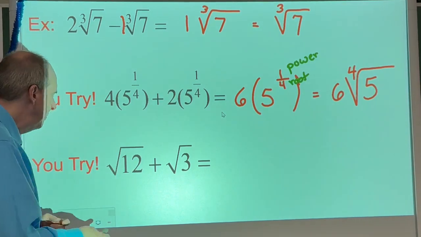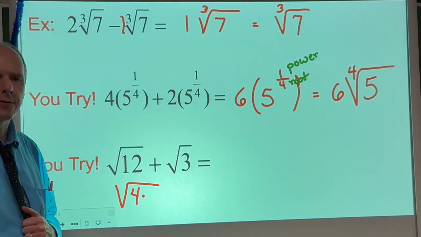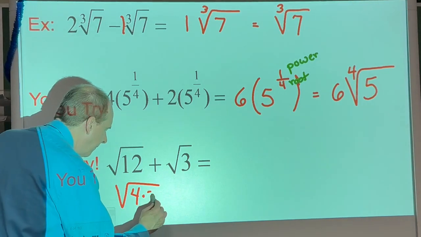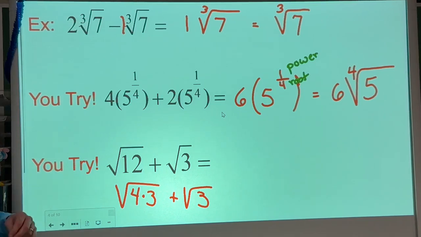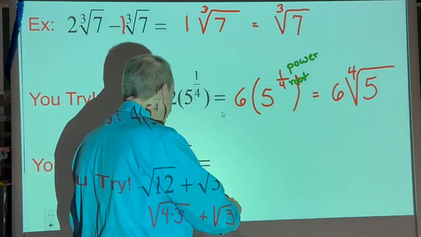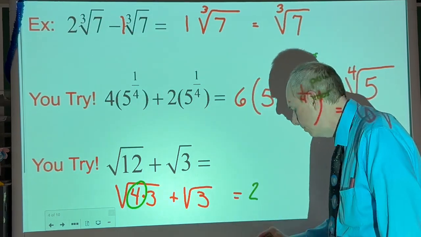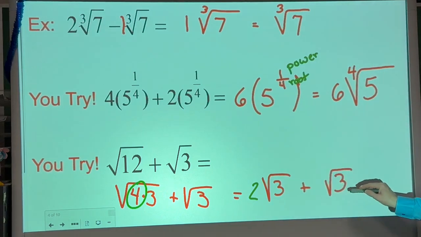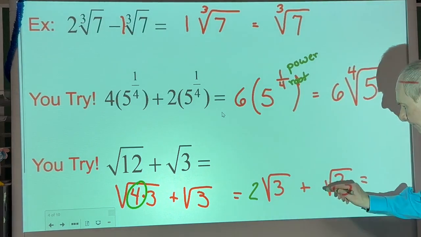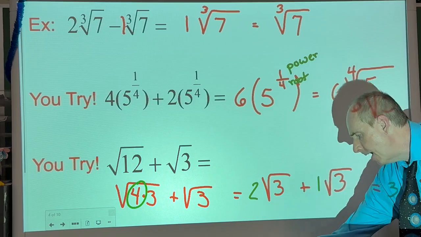4 times something is 12. 4 times what? 4 times 3. So now we can simplify. The square root of 4 is 2, times the square root of 3, plus the square root of 3. And then we add the numbers that are out front. There is an invisible 1 here, if that helps you. 2 plus 1 would be 3, radical 3.